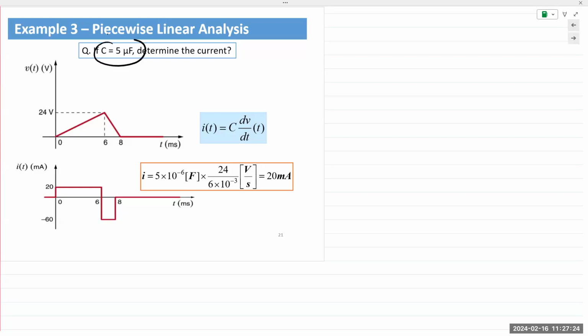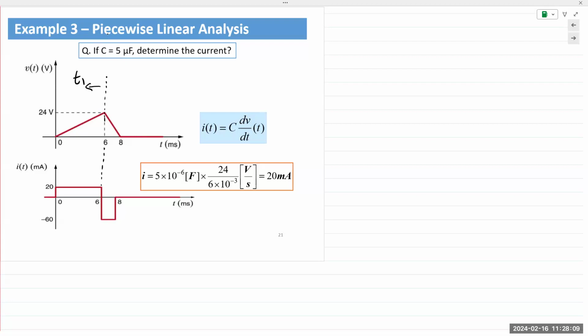So it's a capacitor of 5 microfarads, and you're applying a voltage that is described graphically. This graph cannot be expressed directly in any mathematical terms. But if you look at it, we can see that if it is broken up into smaller pieces, each piece has a linear relationship with time. In this case, the piece is here between 0 and 6.